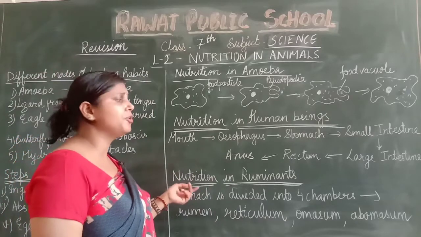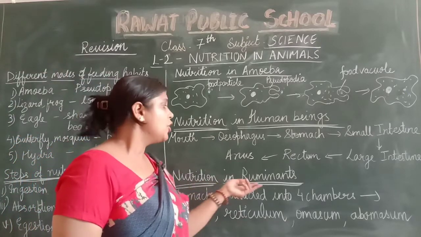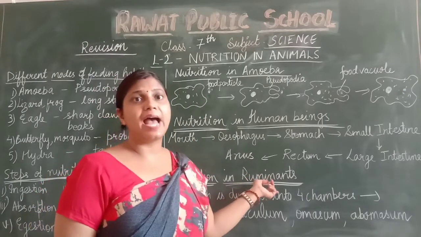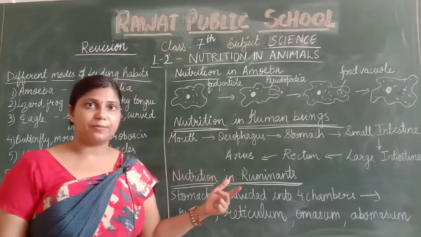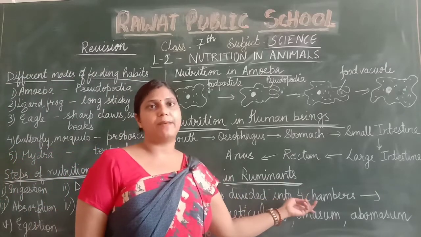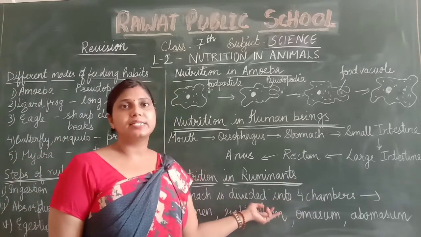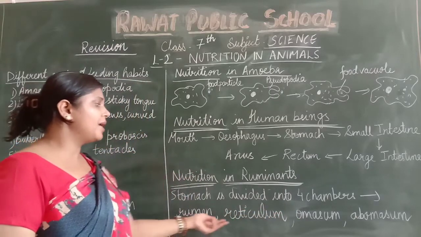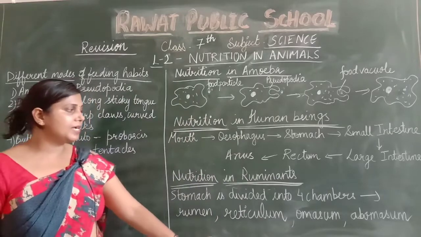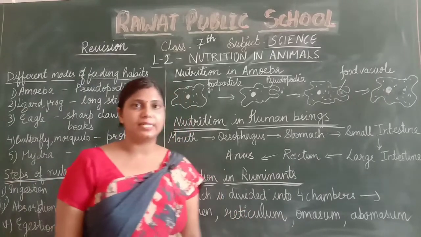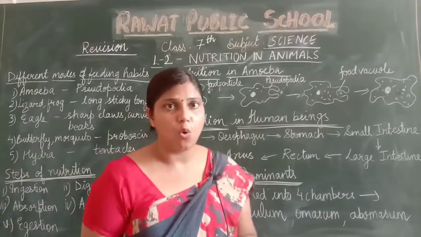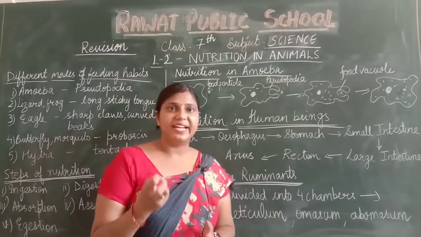Now coming to nutrition in ruminants. Who are ruminants? Ruminants are the animals whose stomach is divided into 4 chambers: rumen, reticulum, omasum and abomasum. These are the 4 chambers of their stomach. These are grass-eating animals, like the cow. Now what happens when a cow eats grass?